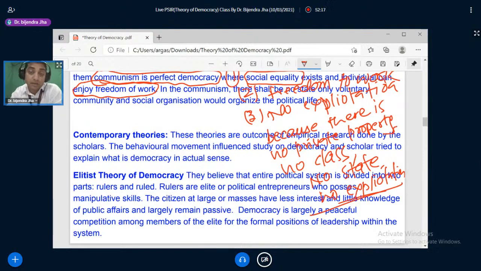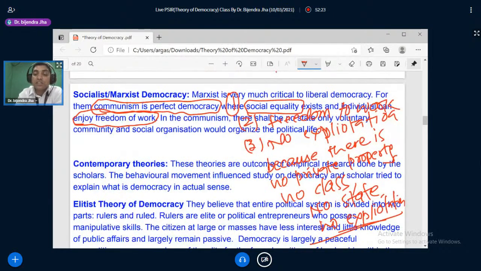What Marxists think about the state. Okay, so they thought about social equality and they thought about freedom to work, right? So no exploitation, right? So in communism, there shall be voluntary organization, social organization, community organization that will organize the political life. And that would be the true form of democracy.